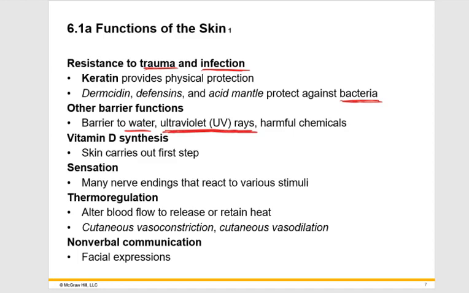Your skin is responsible for a metabolic process which involves the conversion of a component in our skin to the vitamin known as vitamin D. In order for our skin to convert something called cholecalciferol into vitamin D, we actually need exposure to the sun. As I mentioned, we have many nerve endings in our skin that allow us to respond to sensation.